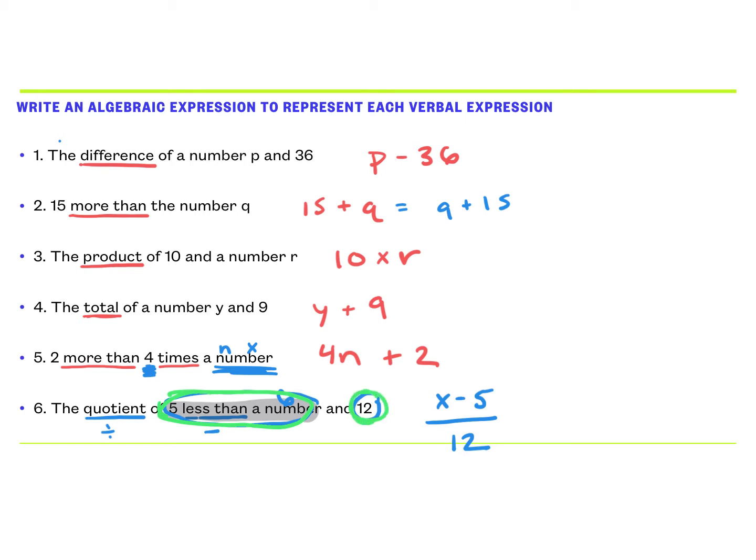Doesn't and mean plus? Or no? This is just saying the quotient of these two numbers. So I could say the product of 4 and 3. The and wouldn't mean plus there. So you just have to be careful with the wording. Any questions yet?